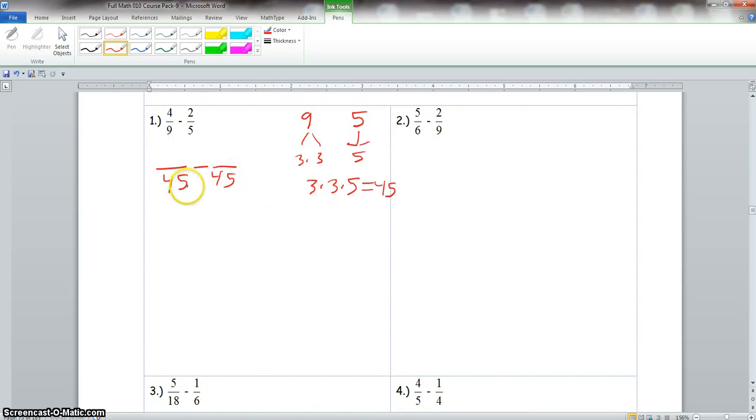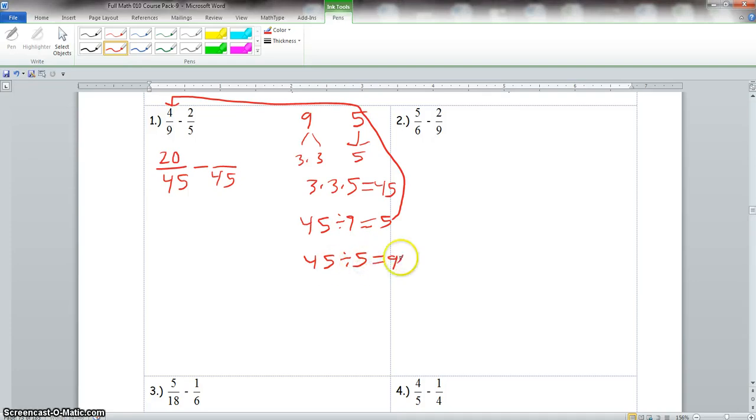Now, remember, we take the new denominator divided by the old denominator. 45 divided by 9 gives us 5. So we'll take this 5 and multiply it by this 4. 5 times 4 is 20. Now we take the new denominator divided by the old denominator. 45 divided by 5 is 9. So we'll take this 9 and we'll multiply it by this 2. 9 times 2 is 18. Now, our denominator stays 45. 20 minus 18 is 2.